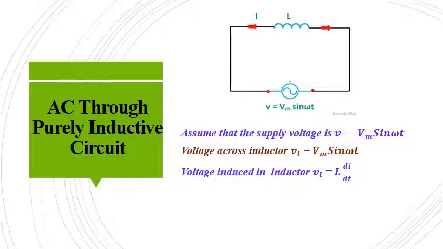Both of these equations are the voltage across the inductor. So equating them, we get Vm sin omega t equal to L into di by dt. Here also our aim is to find the current through the circuit. So here we have a di element. To find the current, we have to integrate di. So first we can find the value for di. di will be equal to Vm by L sin omega t dt.